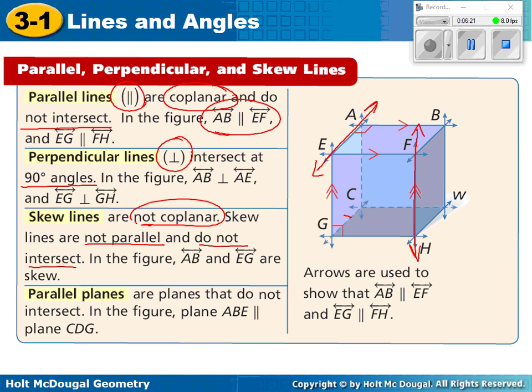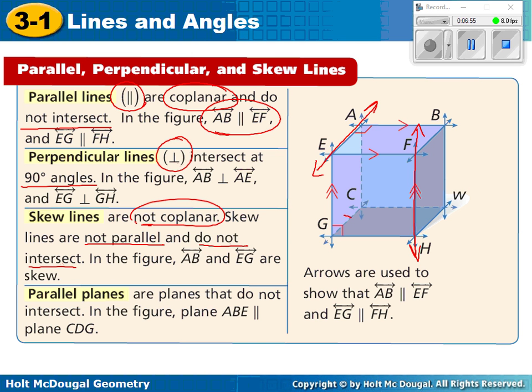Will AE and FH ever intersect? No. AE is this line on the left side of the box. FH is the front vertical going up and down. They're never going to intersect. We're thinking 3 dimensions here, so think about a box. You're talking about this line and this line, right? Those are never going to intersect, but they're not in the same plane. Is there any way to make a plane that's going to contain all of FH and all of AE? No. So because they're not in the same plane and they don't intersect, we call them skew lines.